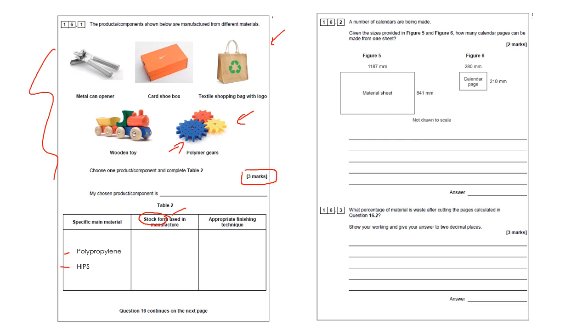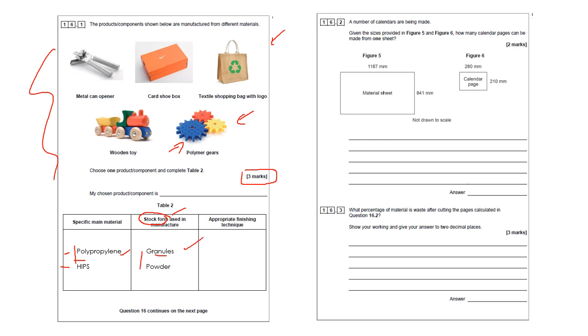Or you could do HIPS, high impact polystyrene, which has a resistance to impact, so suitable for a toy like this. How would it come in its stock form? It would be in granules or a powder. I've given 2 answers for each, so just 1 answer for each is all that's needed. So this would get you the marks.